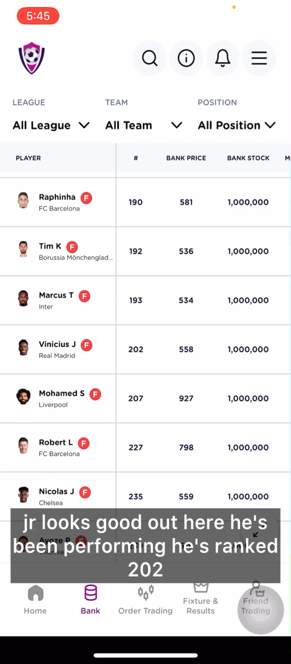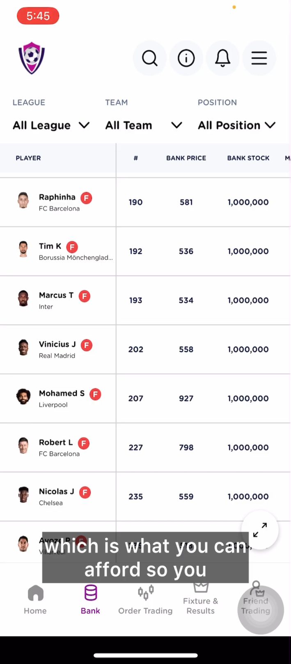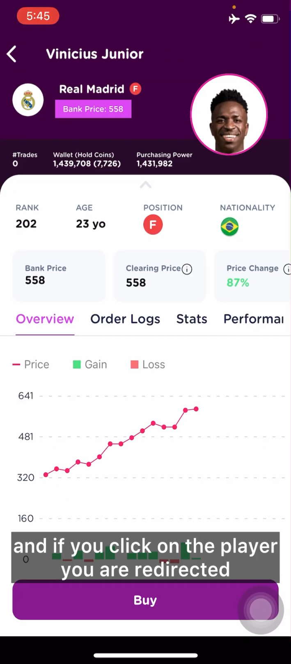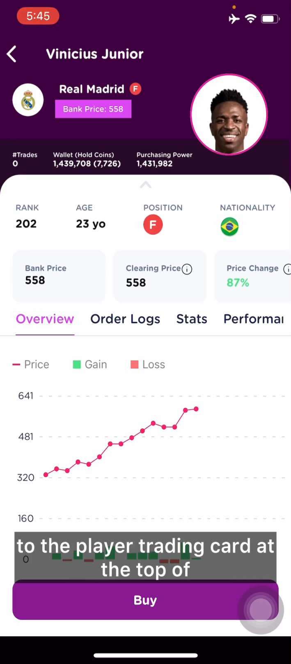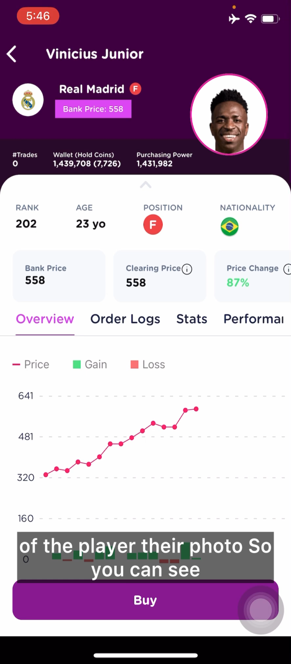He looks good out here. He's been performing. He's ranked 202 and his bank price is 558, which is what you can afford. So you can click on the player, and if you click on the player, you are redirected to the player trading card. At the top of the player trading card, you can see the name of the player, their photo.